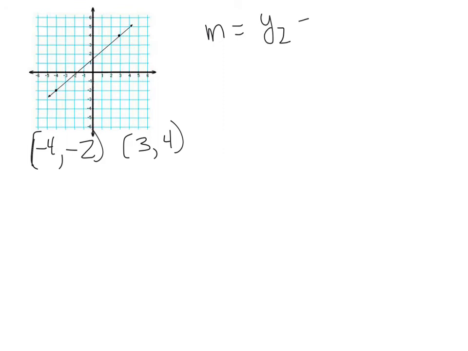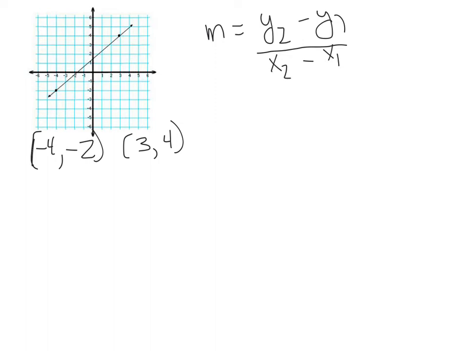The coordinates of this point are negative 4, negative 2. And the coordinates of this point are 3, 4. And this is our slope formula. M equals y sub 2 minus y sub 1 over x sub 2 minus x sub 1.